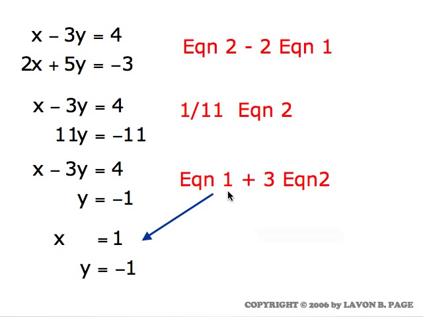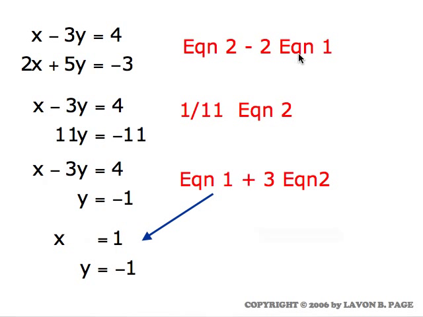And then the final step I'm going to do is to do equation 1 plus 3 times equation 2. Here's my equation 1, here's my equation 2 at this point. When I do this step, I'll be doing x plus 3 times 0 is x. I'll be doing minus 3y plus 3 times equation 2 means minus 3y plus 3y is 0. And when I work with the numbers on the right, equation 1 plus 3 times equation 2 will be 4 plus 3 times minus 1. 4 minus 3 is 1.